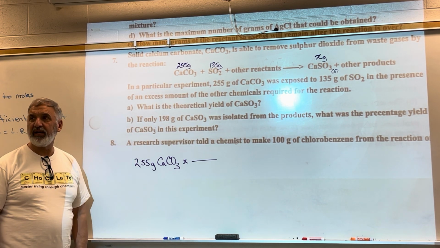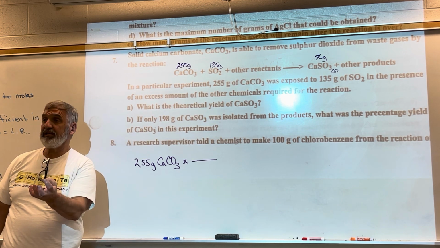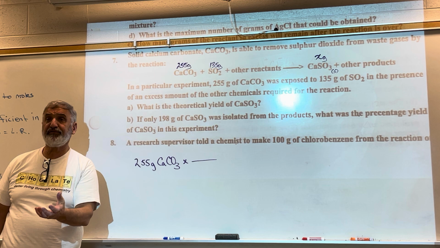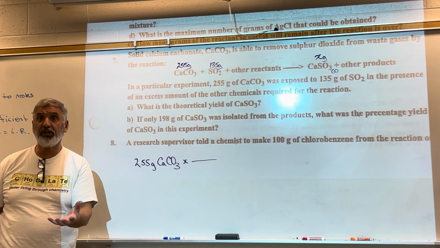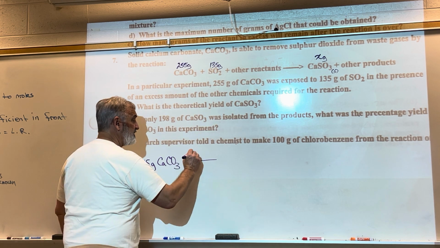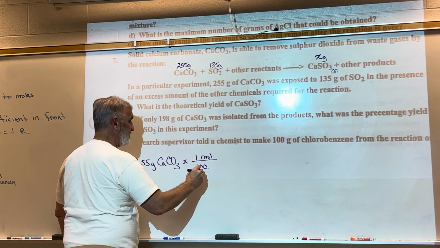On the bottom. Now, y'all, a lot of times you guys are just writing these numbers down and just trusting where they came from, and then when it comes test time, you don't know how to get the number. Make sure you know how to calculate this. So it's 1 mole over 100.09. Yes.